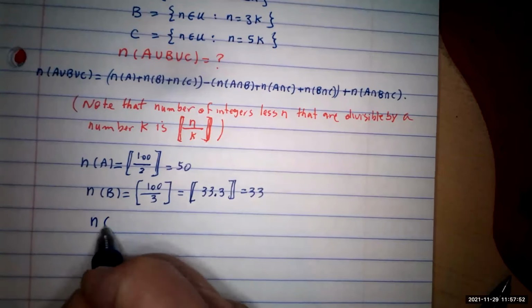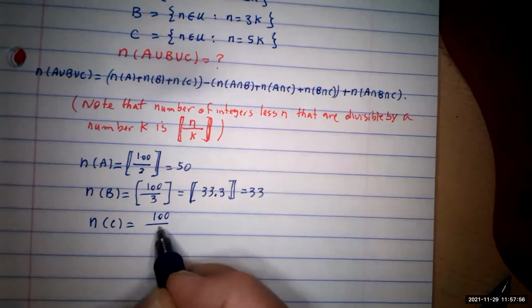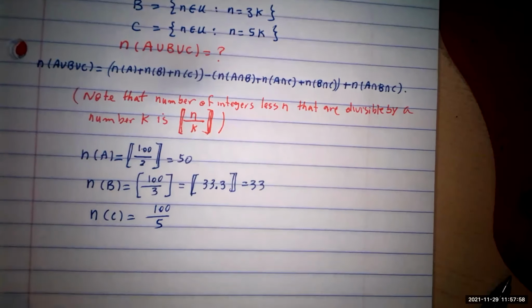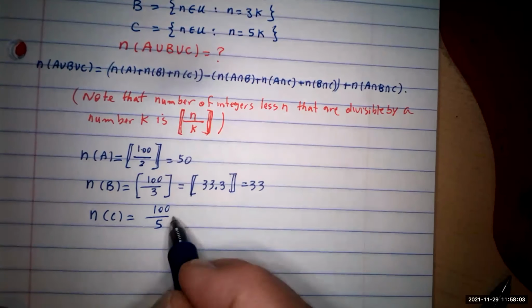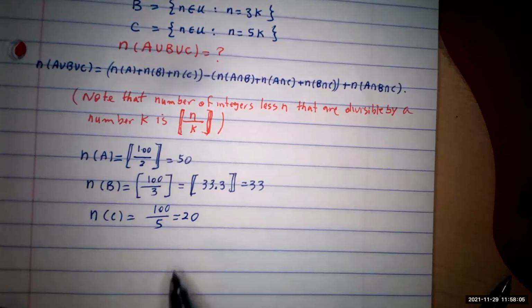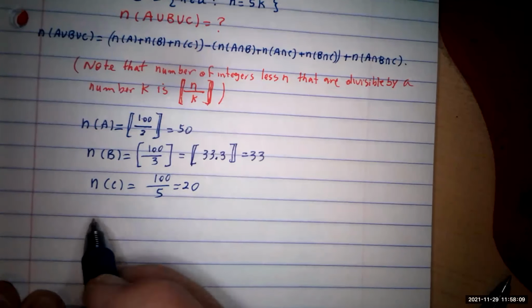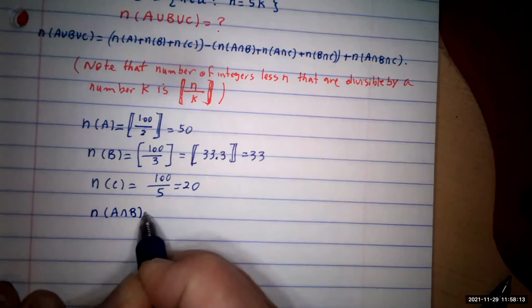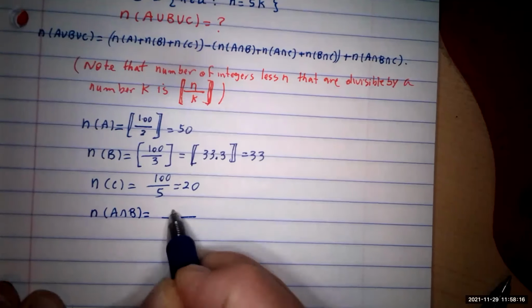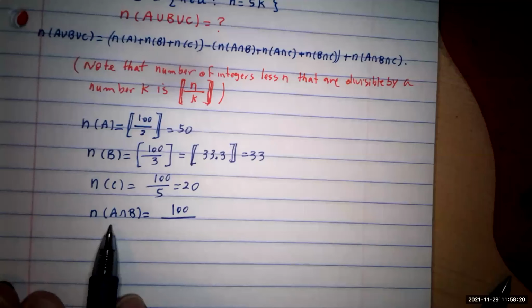N of C, divisibility by 5. We don't need any bracket because 100 is divisible by 5, so this is simply 20. Question? Now the two by two: N of A intersect B. Now the intersection is going to be 100 over, A is divisibility by 2, and B is divisibility by 3. It's going to be 2 times 3.